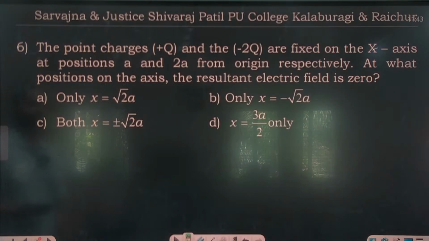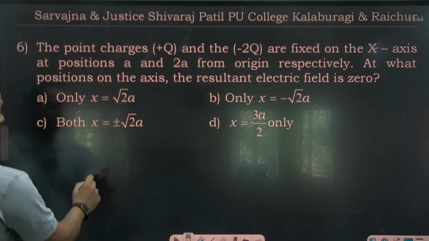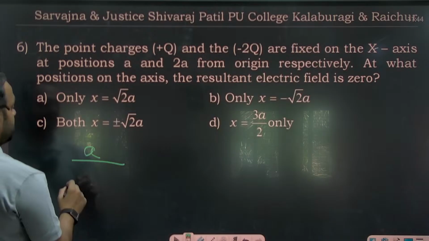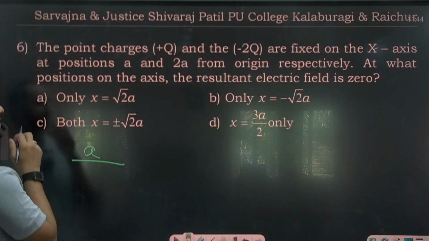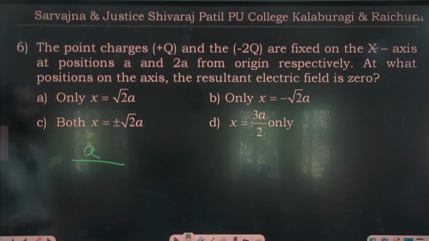Okay. Two point charges, plus q and minus 2q, are fixed on the x-axis at positions a and 2a from the origin. At what position on the x-axis is the null point? What is the distance between them? A. So the distance between them is A divided by, it is opposite charges.